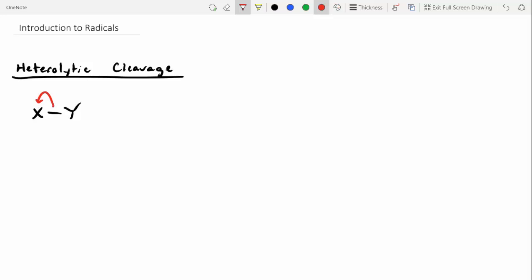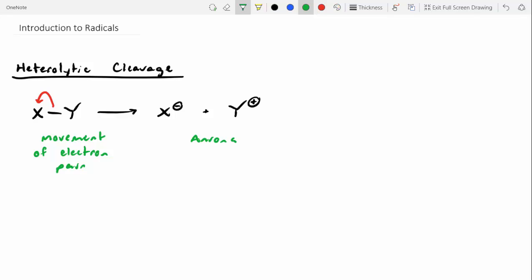we're going to move two electrons onto one atom. They don't split evenly across both atoms. So when we do this, the atom X will become an anion, and the atom Y will become a cation. It involves a movement of an electron pair, and we always form anions. This is chapter 11, right? This is chapter 11. This is different than homolytic cleavage.